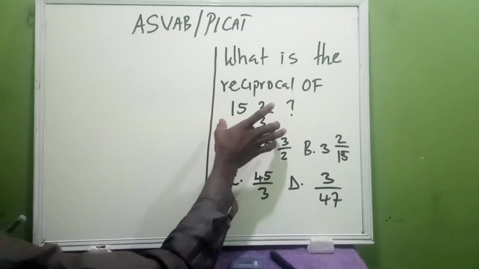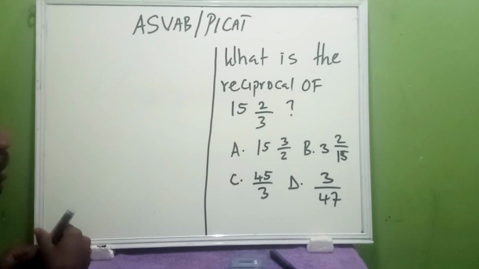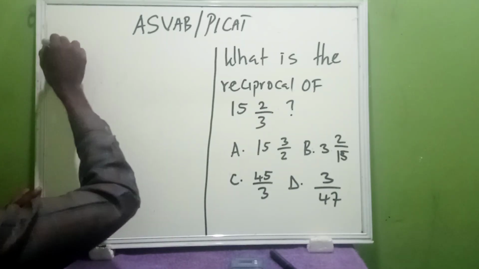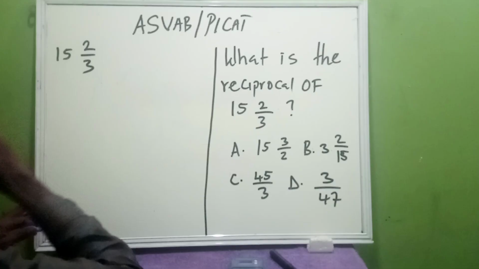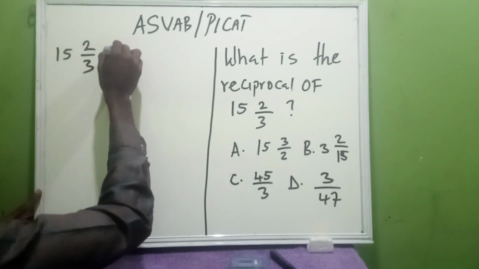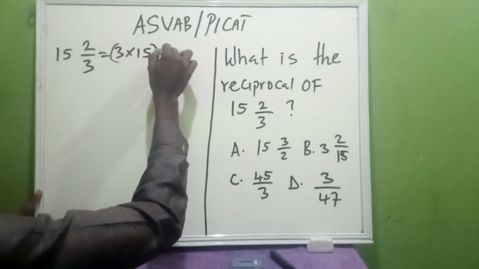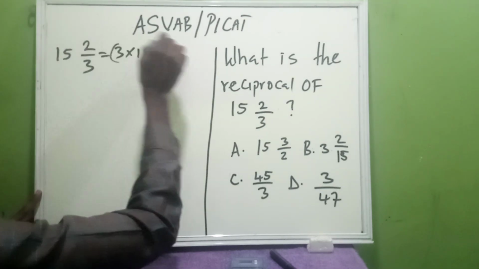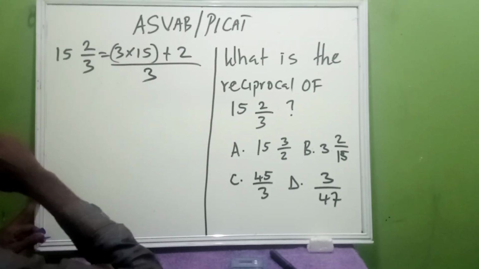Step 1, we need to change this number from a mixed fraction to an improper fraction. And how do we do that? When we have 15 and 2 over 3, we are going to say 3 times 15, then plus this 2, which is the numerator at the top, then everything over this 3 that's here.